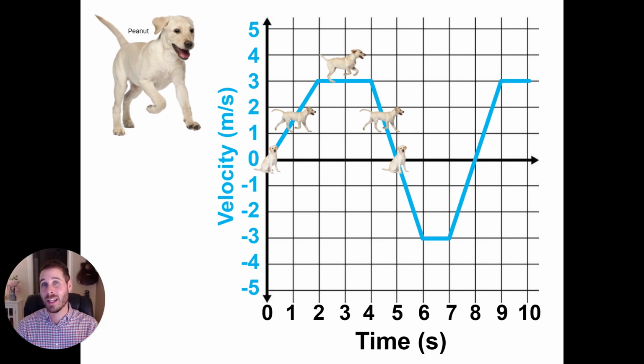Once he had gotten the ball, he needed to return to his owner, so he started traveling backwards, or in the negative direction, and he starts trotting, and then he breaks into a full sprint going backwards towards his owner. Then as he approaches his owner, he slows down and stops to hand his owner the ball because he's a very good boy. Yes, he is.